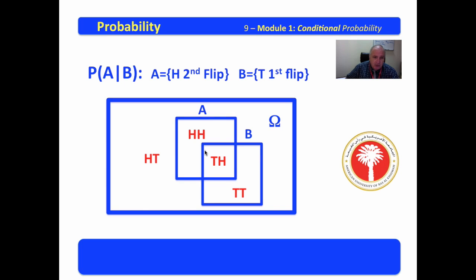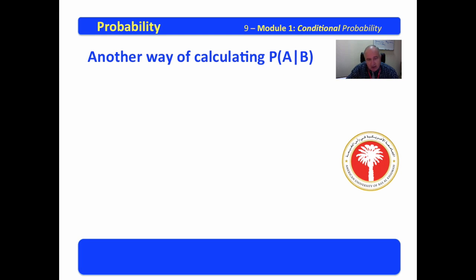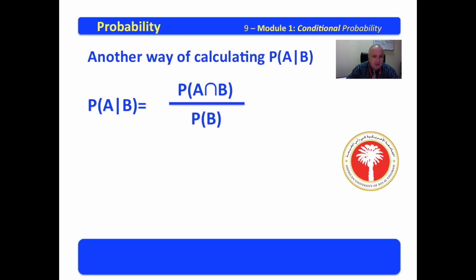A is composed of the events where we got heads on the second flip. So you see we got a tails on the first flip is B. A is where we got heads on the second flip, here and here. So A intersect B is this amount right here. So let's look at this just a moment now and see if we can calculate this probability of A given B using the other formula.